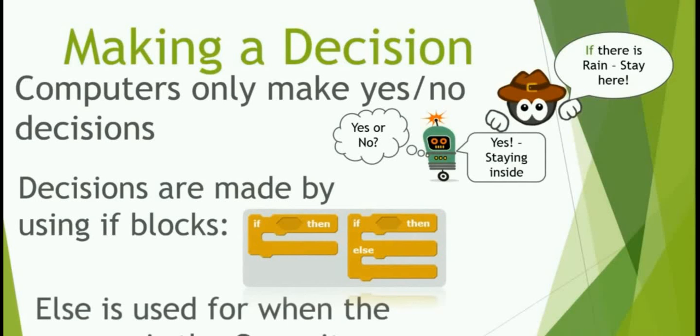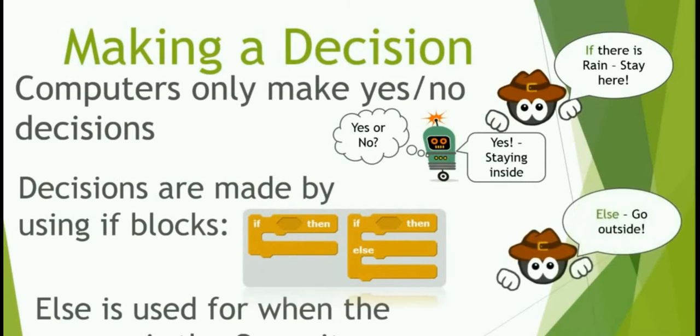So else is used when we want to use the opposite for the answer. So let's have a look at what the question should be. If we say, if there is rain, stay inside, and then else, if there is no rain, then we can go outside. And the computer is able to say, no, I'm going outside now.